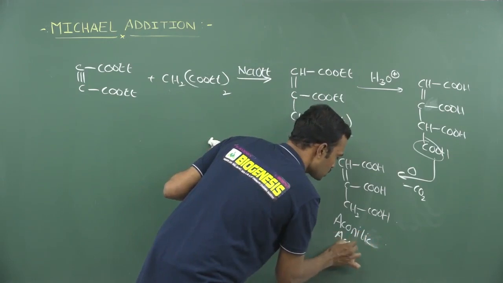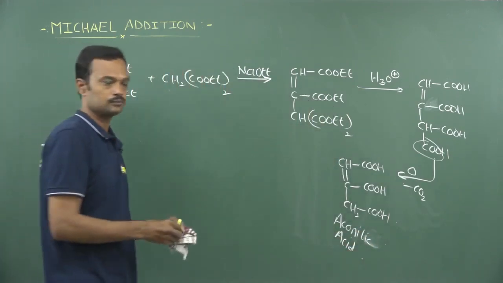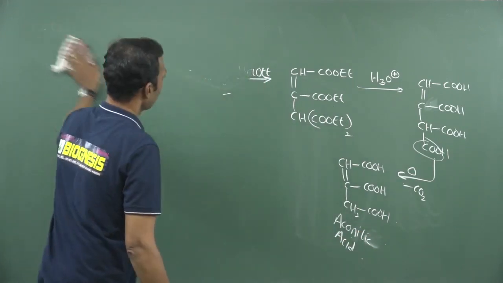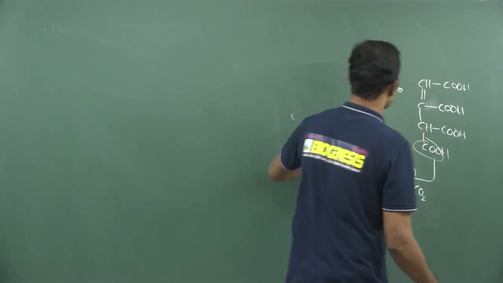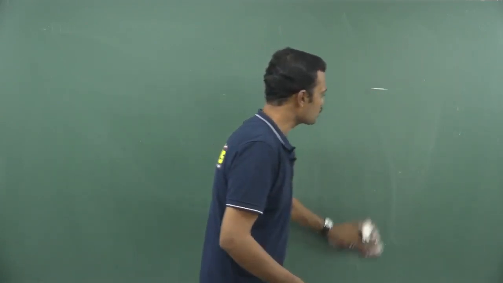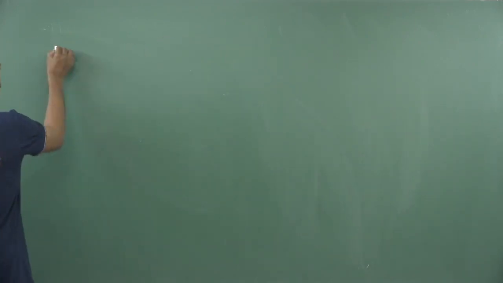Ecgonine acid, formation of ecgonine acid, which is used as an anesthetic. Okay, so this is called ecgonine acid. With the help of Michael addition reaction, we can prepare it. So they may also ask in the form of ABC type. Okay, interconversions I am showing directly with the help of Michael addition reaction.